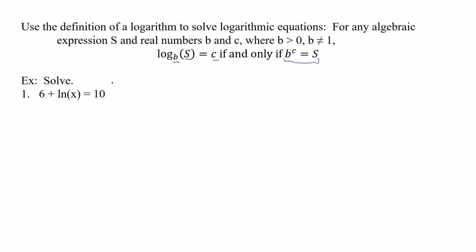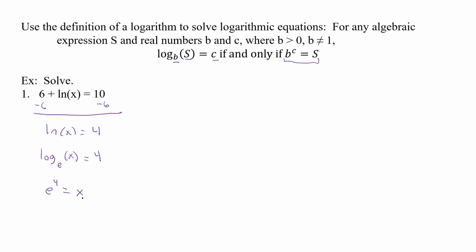And what we need to do is get the log by itself. Well, how do I do that? Well, if I subtract 6 from both sides, I get ln of x equals 4. Now, what do I know about ln? Well, if I need to have it in a form like that, that's going to be log base e of x equals 4. Well, here I just say e to the 4 equals x, just based on our little formula, b to the c equals s.